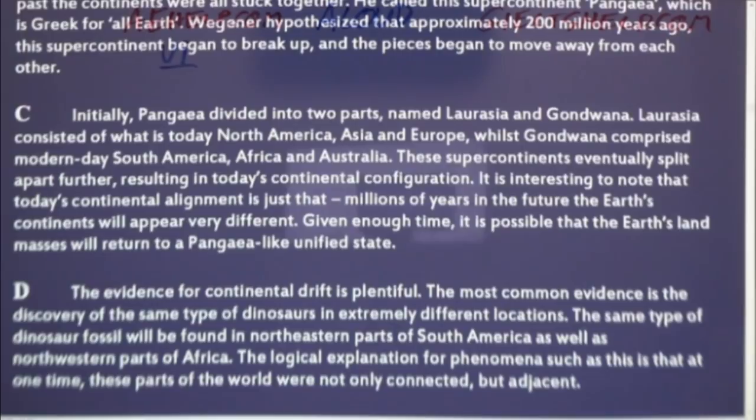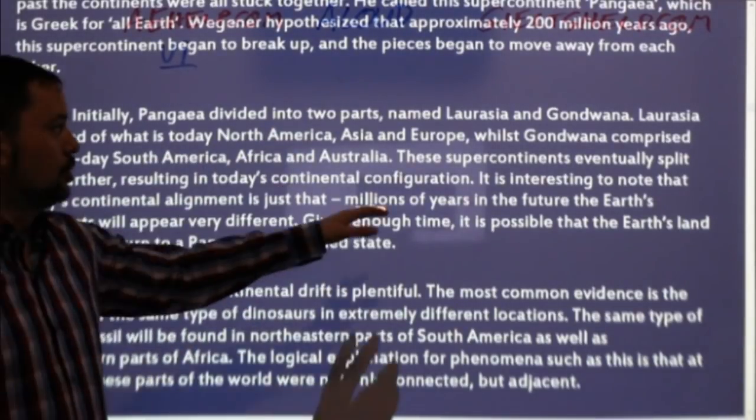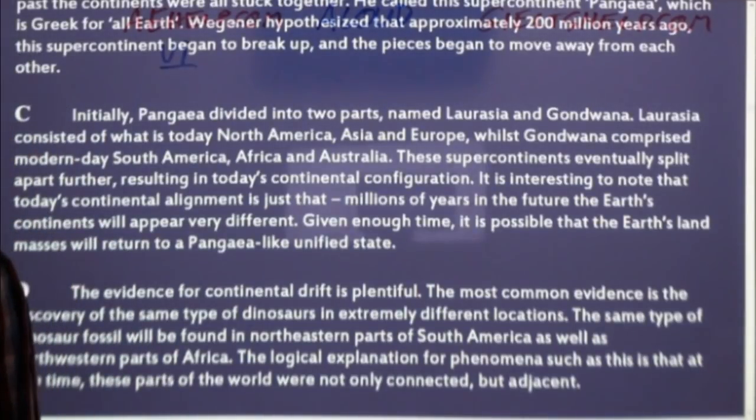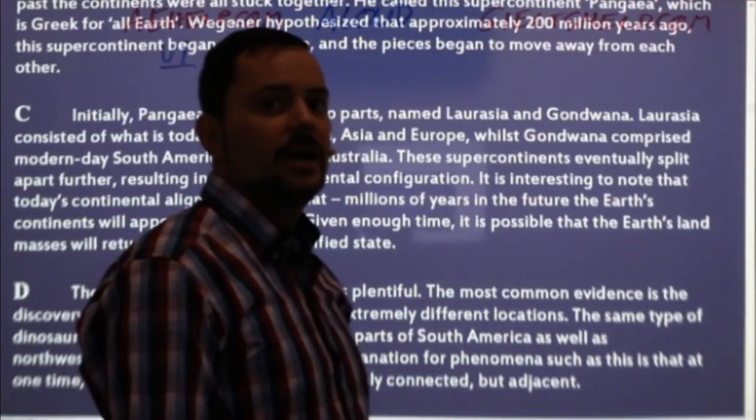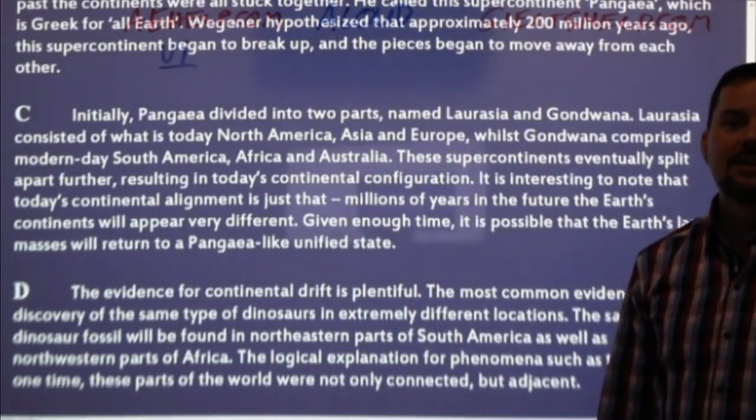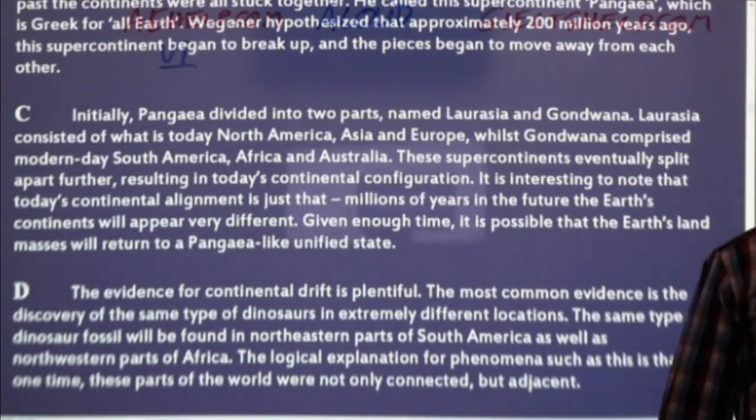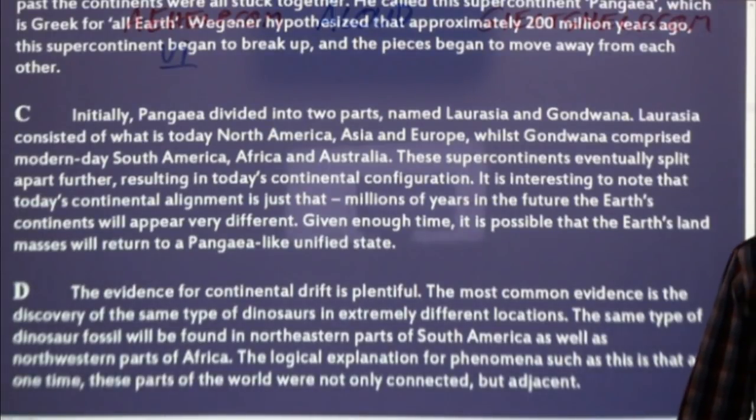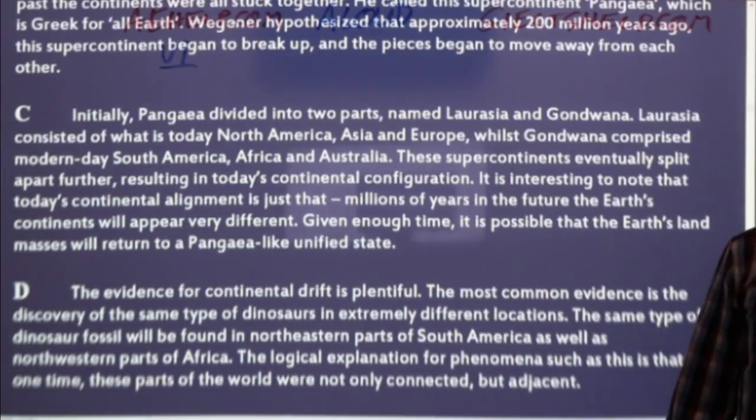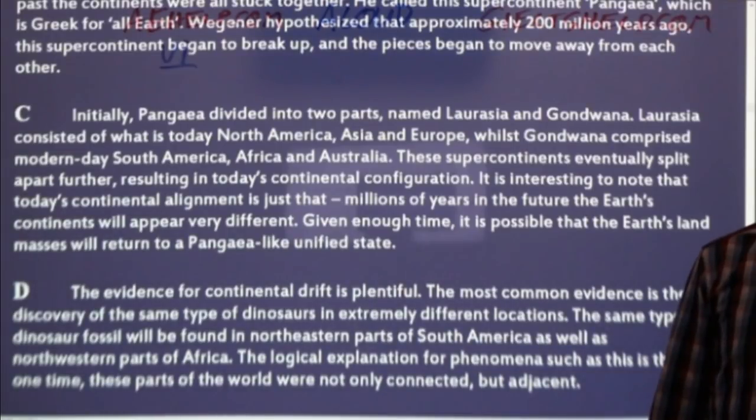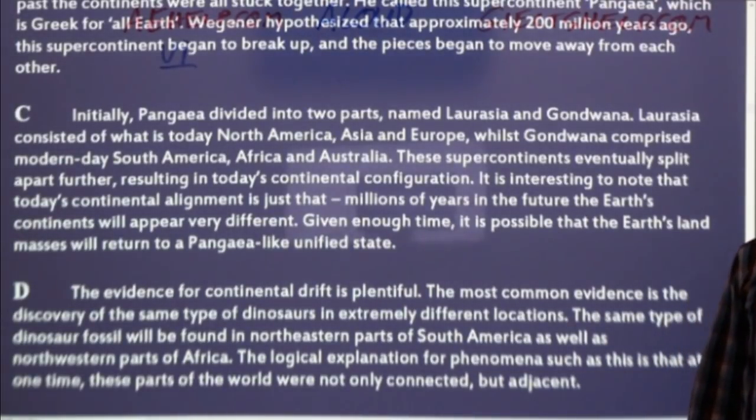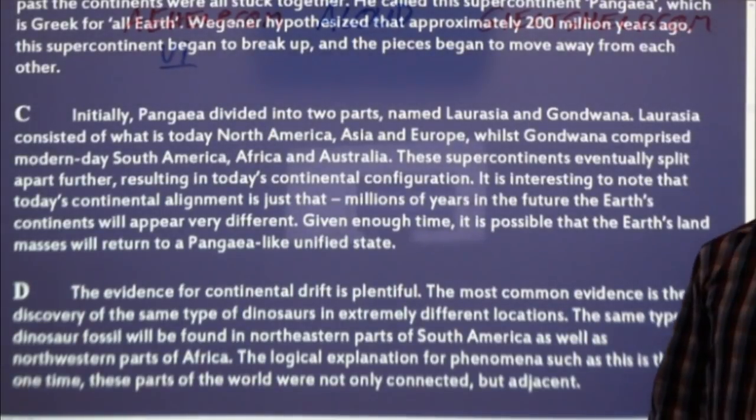Initially, Pangaea divided into two parts named Laurasia and Gondwana. Laurasia consisted of what is today North America, Asia, and Europe, whilst Gondwana comprised modern-day South America, Africa, and Australia. These supercontinents eventually split apart further, resulting in today's continental configuration. It is interesting to note that today's continental alignment is just that. Millions of years in the future, the Earth's continents will appear very different. Given enough time, it is possible that the Earth's land masses will return to a Pangaea-like unified state.